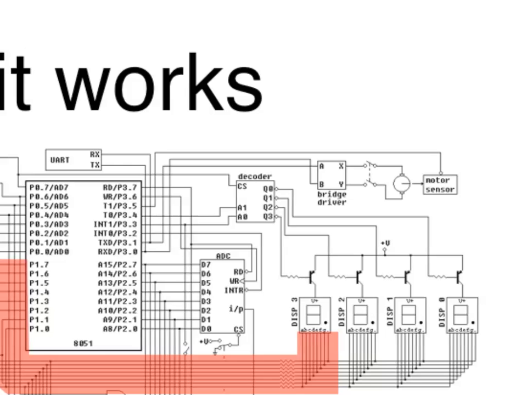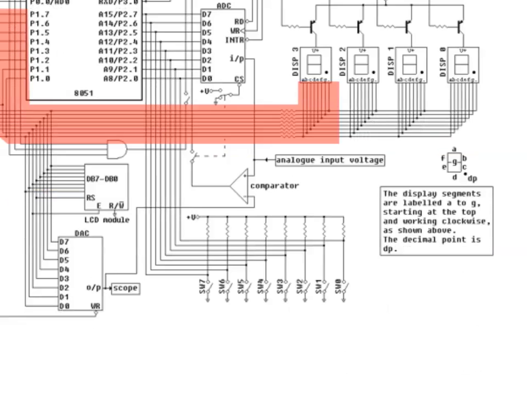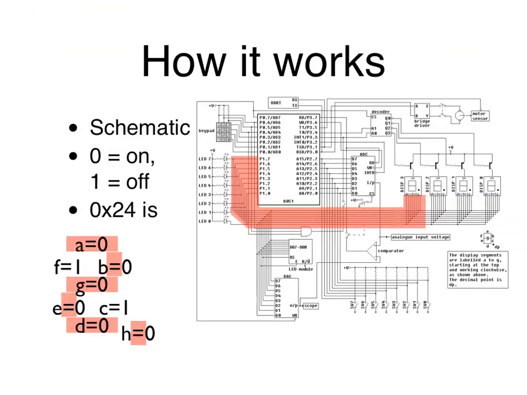So there's display 3, 2, 1, and 0. So each one is that 7-segment LED. Okay, and so that's how it can electrically control these.